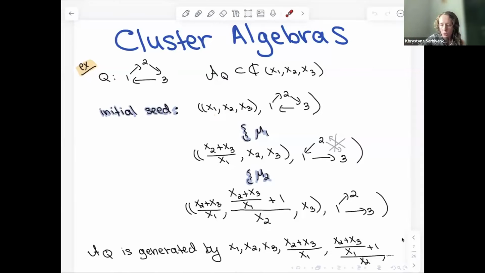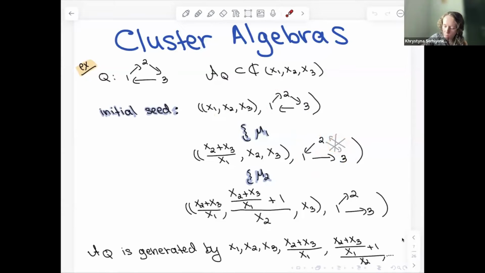I choose a direction to mutate. Let's say I mutate at vertex 1. Again, you should be mutating in all the possible directions if you want to generate the entire cluster algebra. So first I can mutate the quiver to go from here to here. And this is the same 1, 2, 3 steps we've done before. So this is the quiver. Here I'm just showing the 2 cycle that was deleted. Remember, we had to delete the 2 cycle that was formed.